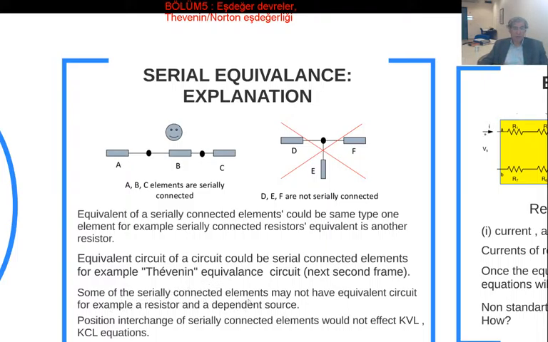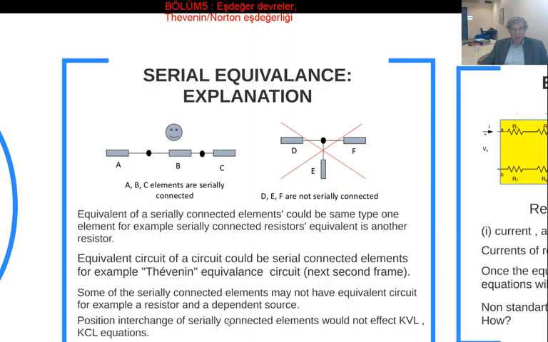Some of the serially connected elements may not have an equivalent circuit. For example, a resistor and a dependent source. If this is a resistor and a dependent source, we cannot replace those two elements and put just one element. So there is no equivalency like that. But if this is a resistor and this is a resistor at the same time, then we can replace them and put just one element there. We could do that.